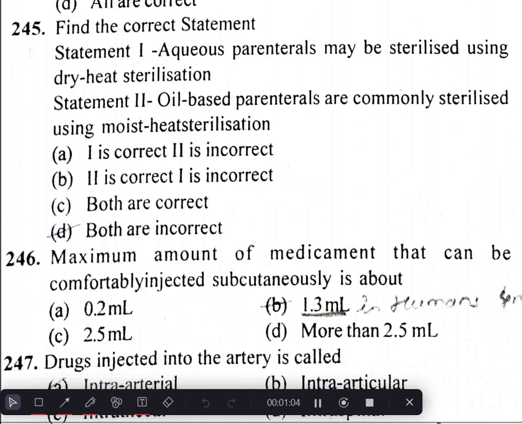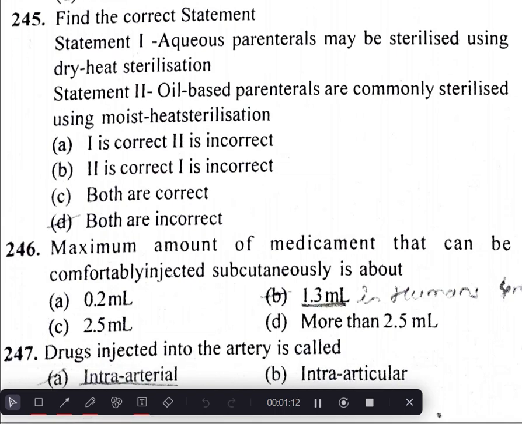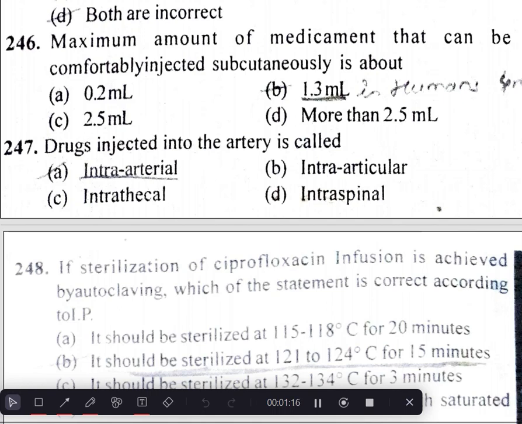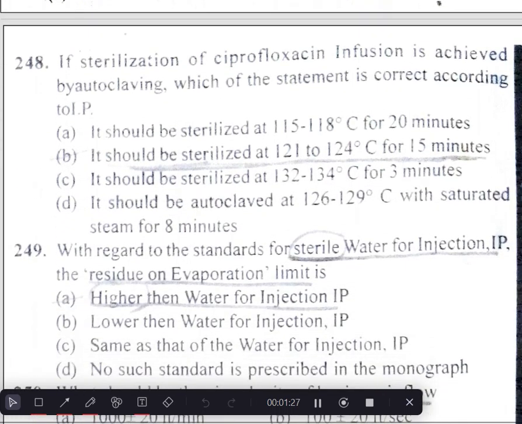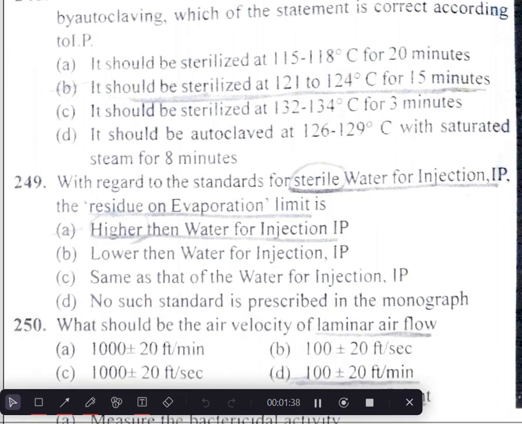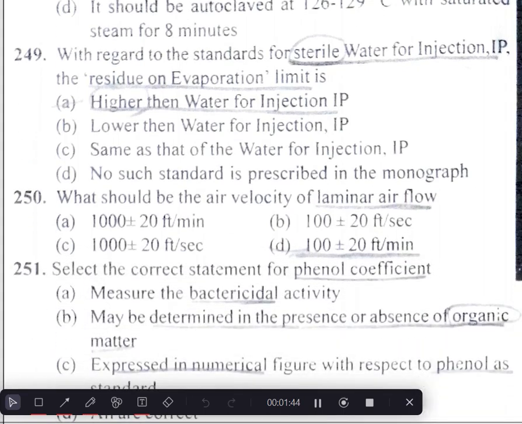That is, aqueous parenterals may be sterilized using dry heat sterilization, and oil based parenterals are commonly sterilized using moist heat sterilization. Maximum amount of medicament that can be comfortably injected via subcutaneous route is about 1.3 ml. Drugs injected into artery are called intra-arterial injections. If sterilization of the ciprofloxacin infusion is achieved by autoclaving, which of the following statements is correct according to the IP? That is, it should be sterilized at 120 to 124 degrees Celsius for 15 minutes.